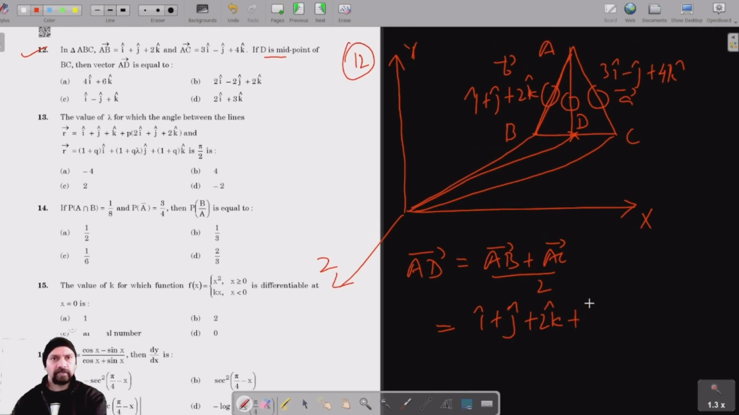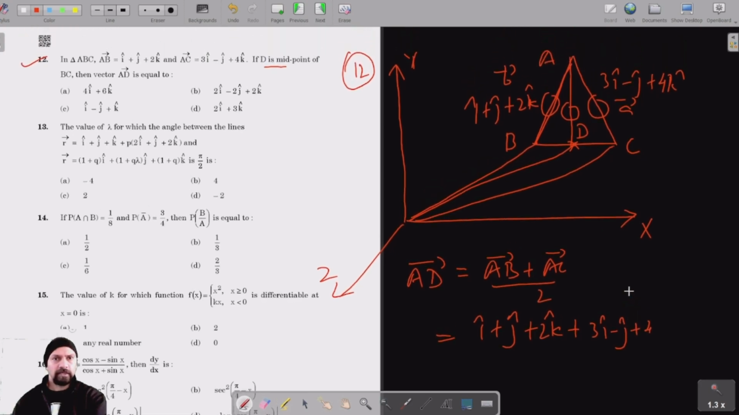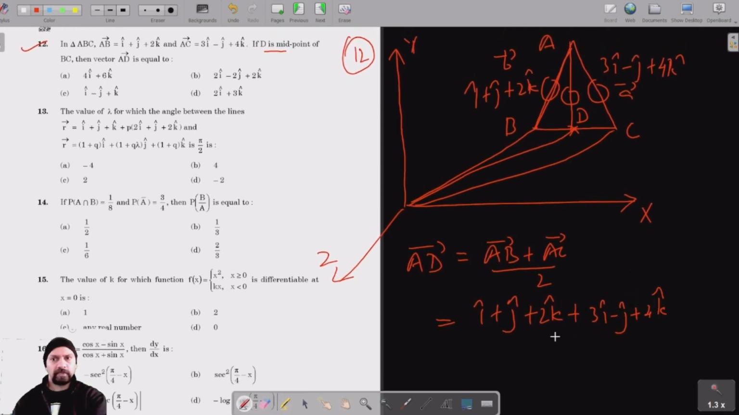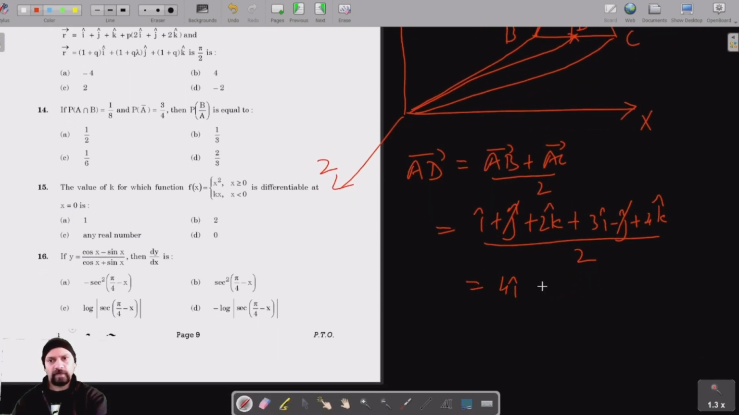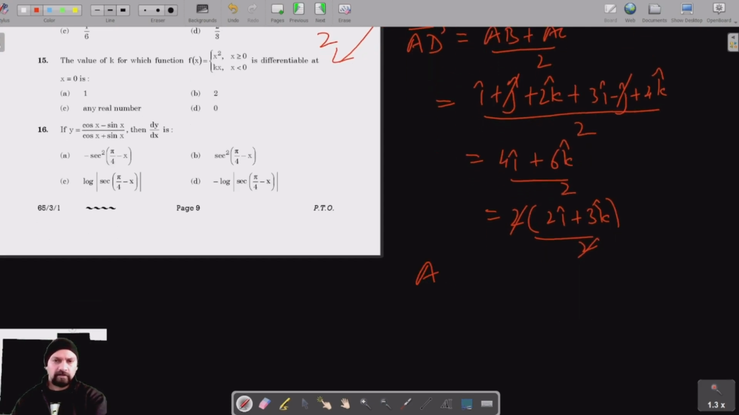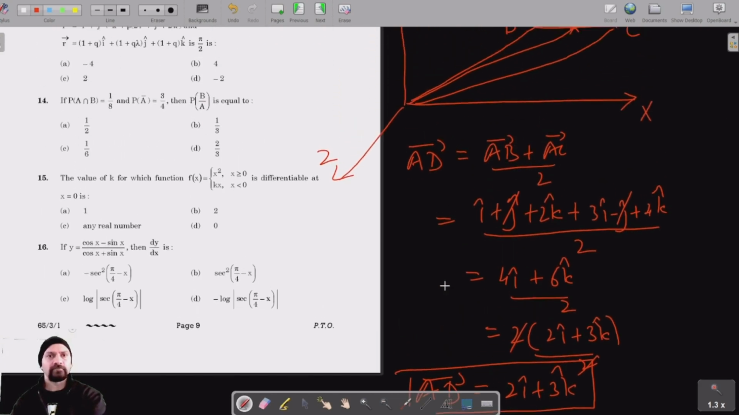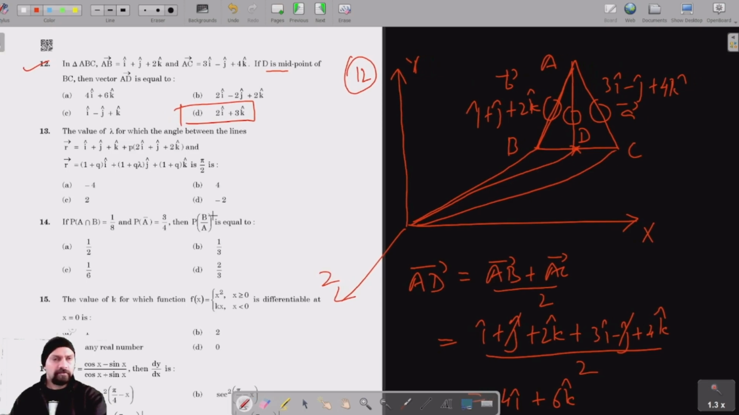and AB vector is i cap plus j cap plus 2k cap plus AC, which is 3i cap minus j cap plus 4k cap, divided by 2, so the j cap terms get cancelled. This is 4i cap plus 6k cap divided by 2. 2 is common, so this is 2i cap plus 3k cap. So now this is the AD vector, which is equal to 2i cap plus 3k cap, and the option is option D. So this solves our question number 12.